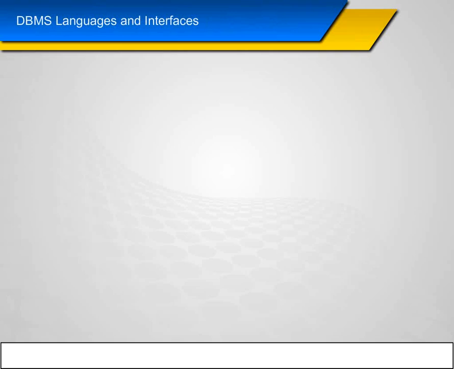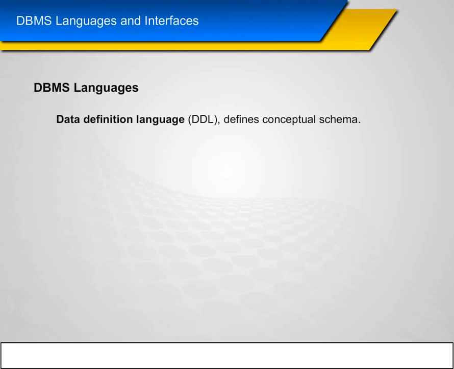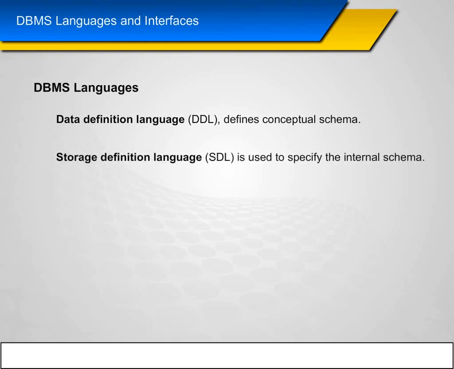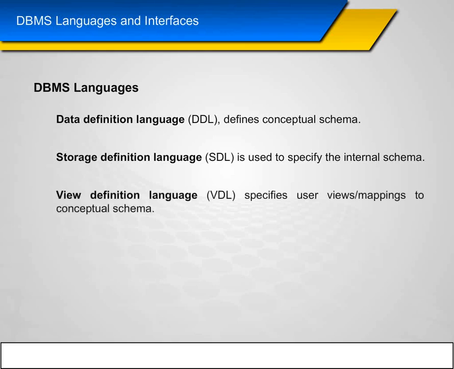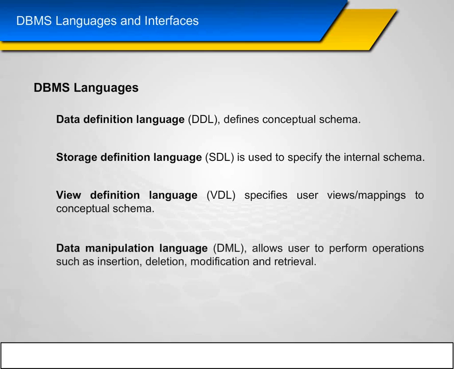DBMS languages and interfaces. DBMS languages. Data Definition Language (DDL) defines conceptual schema. Storage Definition Language (SDL) is used to specify the internal schema. View Definition Language (VDL) specifies user views or mappings to conceptual schema. Data Manipulation Language (DML) allows user to perform operations such as insertion, deletion, modification, and retrieval.